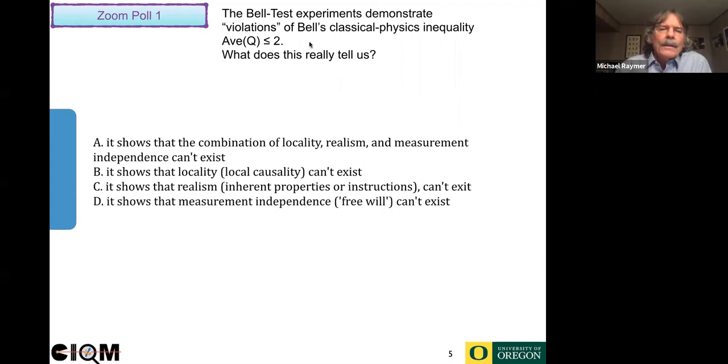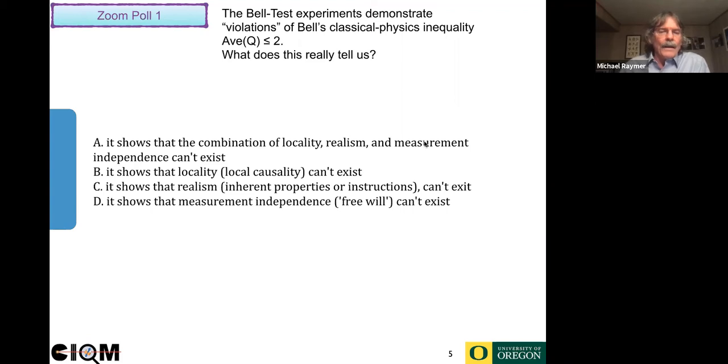It's interesting because we need to think about the logic of how we arrived at this claim. The logic was, in those blue boxes earlier, I said that if you accept all three premises or axioms of locality and realism and measurement independence, if you accept all three of those together, then you can prove that Q should be less than 2. Therefore, if you observe Q greater than 2, the only thing you can say is that the combination of all three of these premises is not valid.